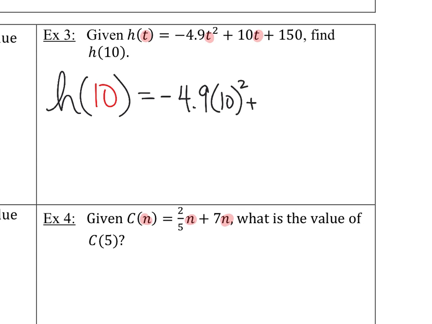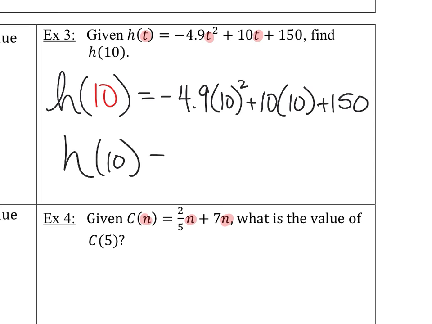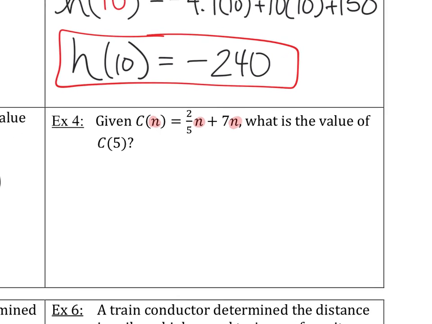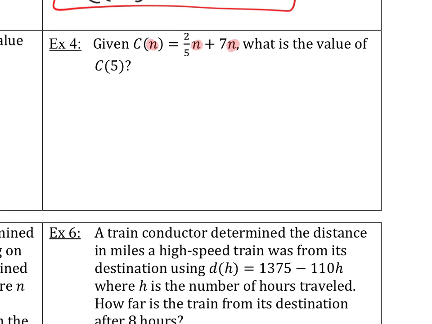Exactly where it is. Can I start on 4? If you toss all of that into a calculator, making sure you give me a decimal and a negative, you'd have gotten that h of 10 is equal to negative 240. Is that what you got? Woo-hoo. Nice.